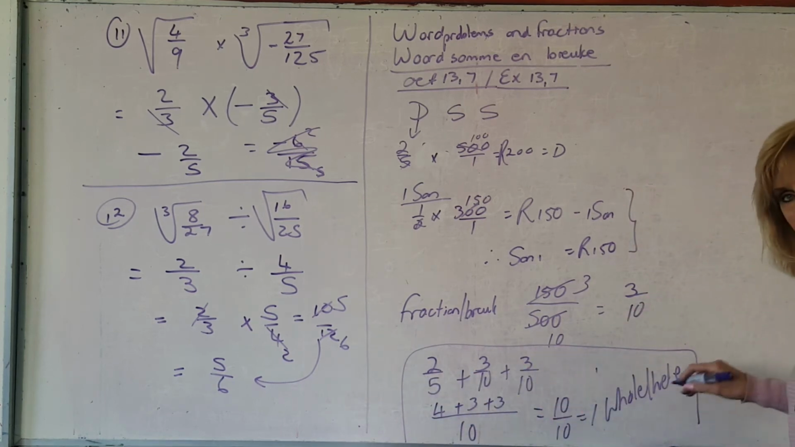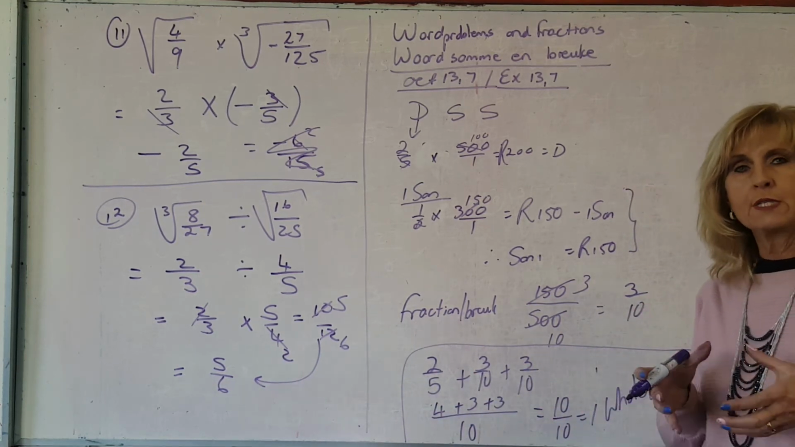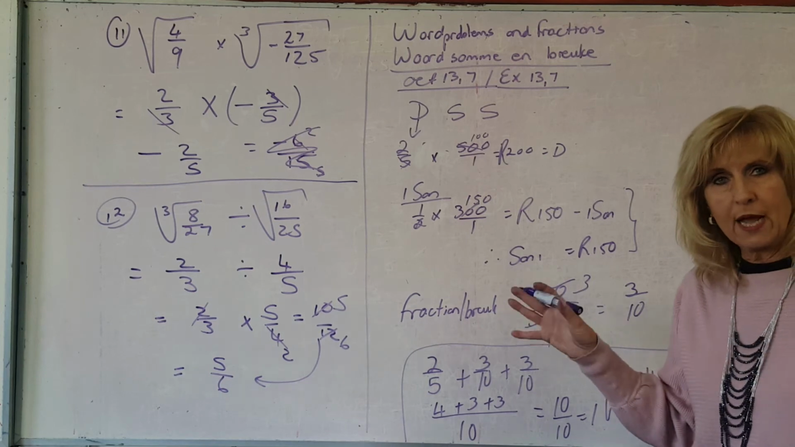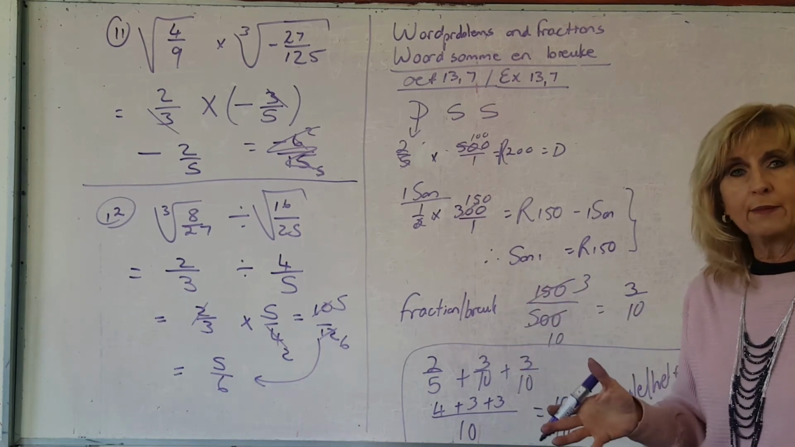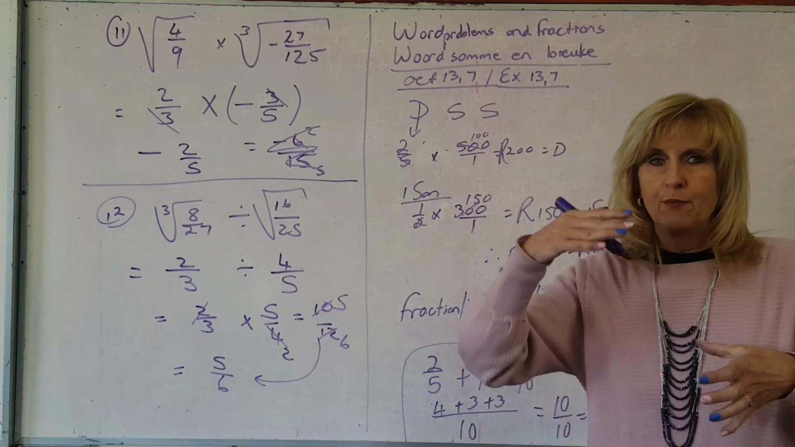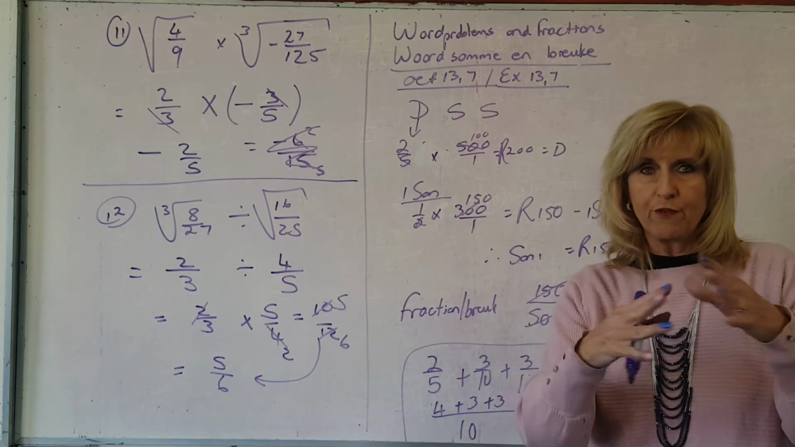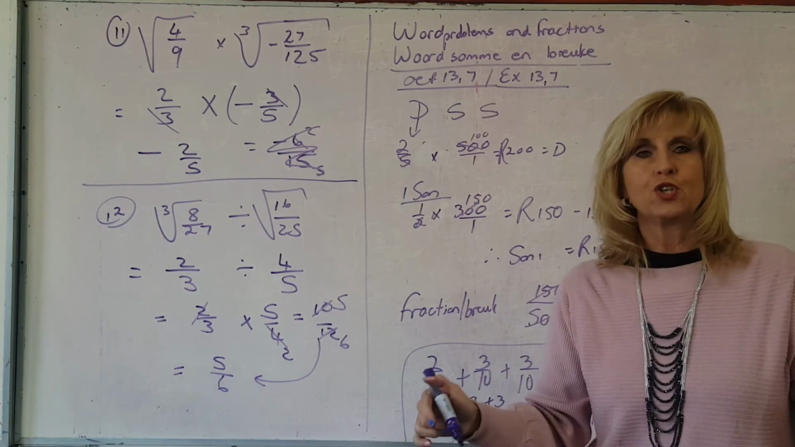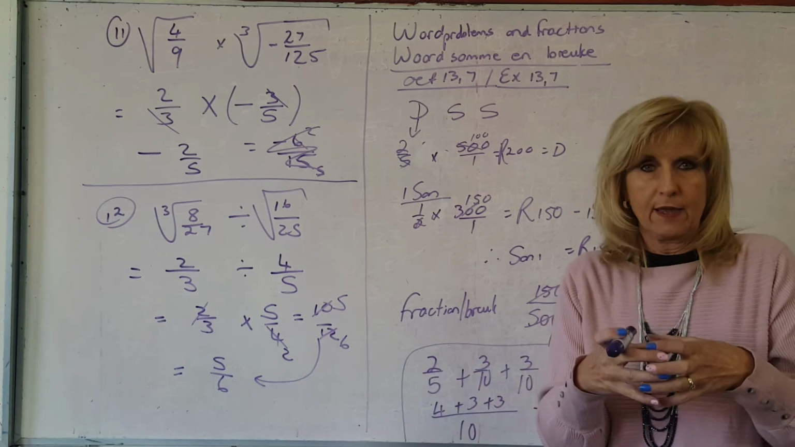You're not going to do this, but it's just showing you, once he's taken his money and sorted it out, that should all add up to one whole. It's like taking a cake and breaking it up into fractions. All the fractions, if everything's eaten up, should give you one whole cake.